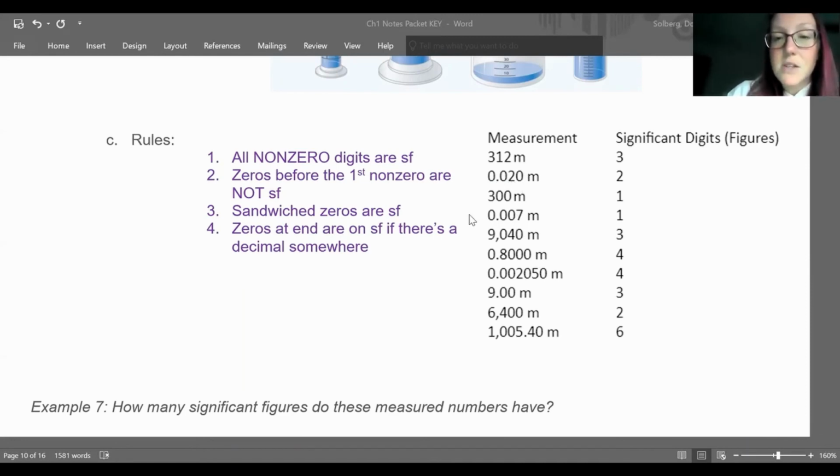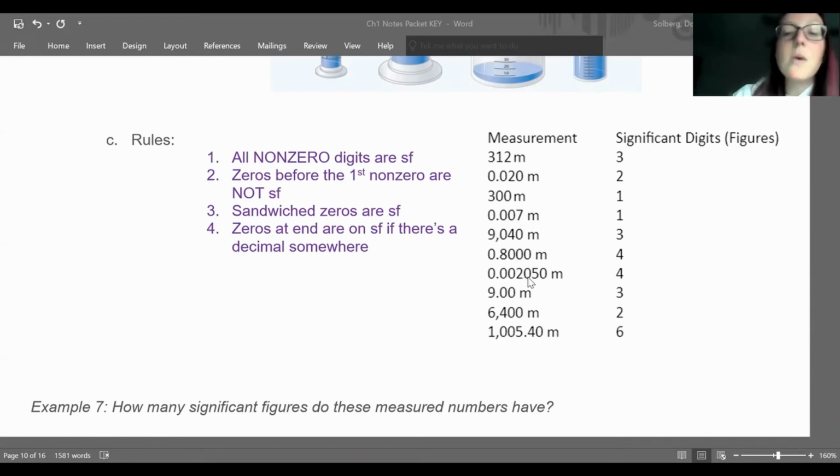So zeros beforehand, this one here, zeros before that 7 don't count. The 0 before this 8 doesn't count. Zeros before this 2 don't count. So zeros before the first non-zero are not significant. Sandwiched zeros are significant. What that means is if there's a 0 between 2 numbers, or 2 non-zeros. So this example here, we've got a 9040. The 0 between the 9 and the 4 is significant. The 0 on the end in this case is not. This only has 3 significant figures.